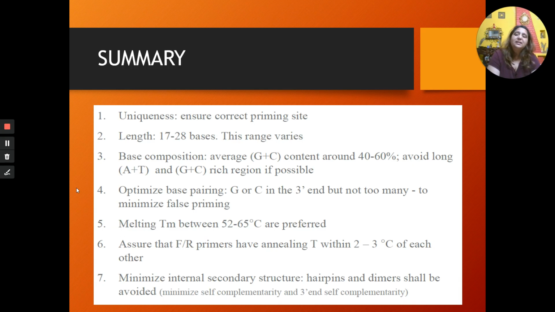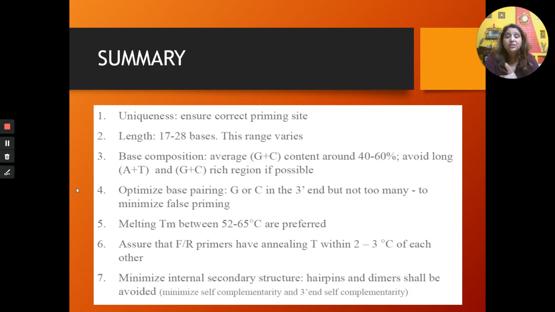So we can summarize here that our primer should be unique, having a length between 17 to 28 bases. However, the range varies depending upon which type of PCR you are carrying out. Then the GC content should be between 40 to 60%, and we should avoid long AT or GC rich sequences. Even the repetitive sequences should be avoided. Okay. हाँ, this is very important.